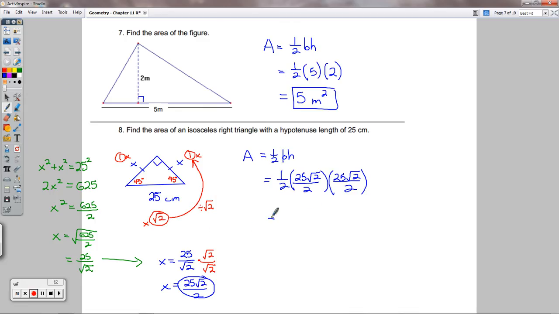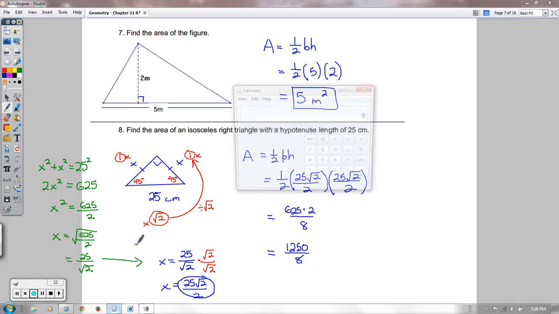So with this, what I have left, I've got all this on the bottom. I've got 2 times 2 times 2, that's 8. And I've got 1 times 25 square root of 2 times 25 square root of 2. So outside the square root, I would have 625. Inside the square root, I'd have the square root of 2 times square root of 2. That'd be the square root of 4, which would just be 2. So this is all going to equal, so that would be 1250 divided by 8.